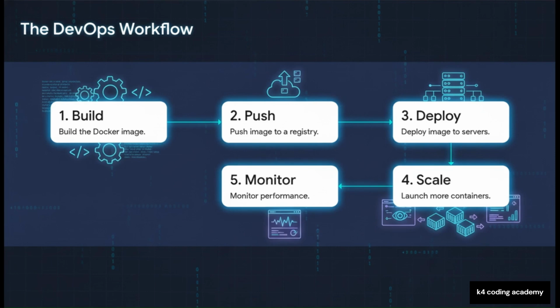That automatically triggers a build of a new Docker image. That image is then pushed up to a registry where, and this is a critical step, it's often scanned for known security vulnerabilities. Then, an orchestration system pulls that trusted image and deploys it to the servers. If traffic suddenly spikes, you can scale up by launching more identical containers. And the whole time, you're constantly using tools to monitor everything to make sure it's all running smoothly.